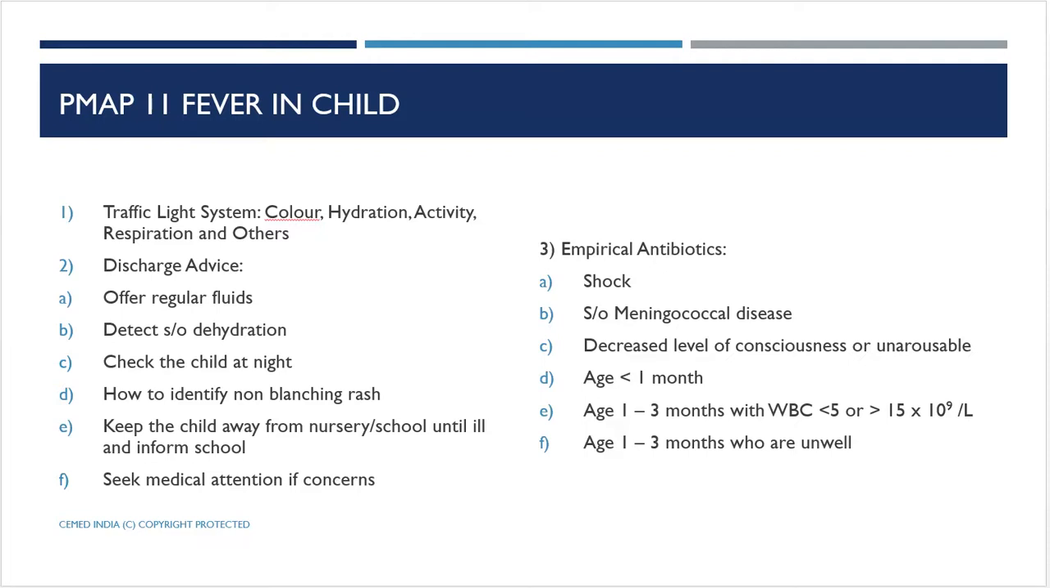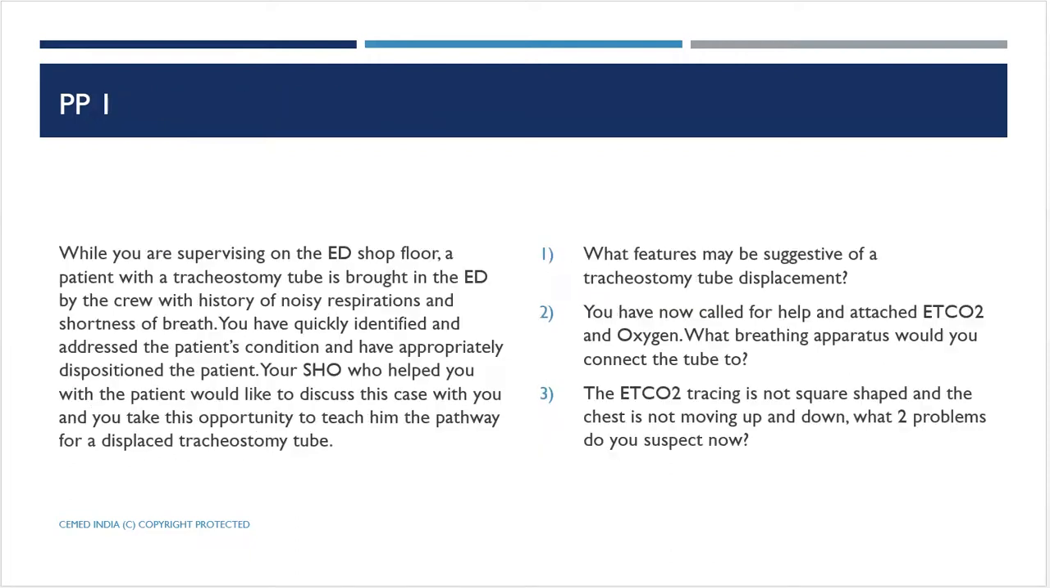Who gets antibiotics prophylactically? If they are really concerned, or if they are in shock, if there are signs of meningococcal disease or decreased level of alertness. Age less than 1 month, they definitely get it. Between 1 to 3 months, if the WBC count is greater than 15 or less than 5, and in 1 to 3 months who look unwell. So you got to make a proper judgment before giving prophylactic antibiotics. Next one.